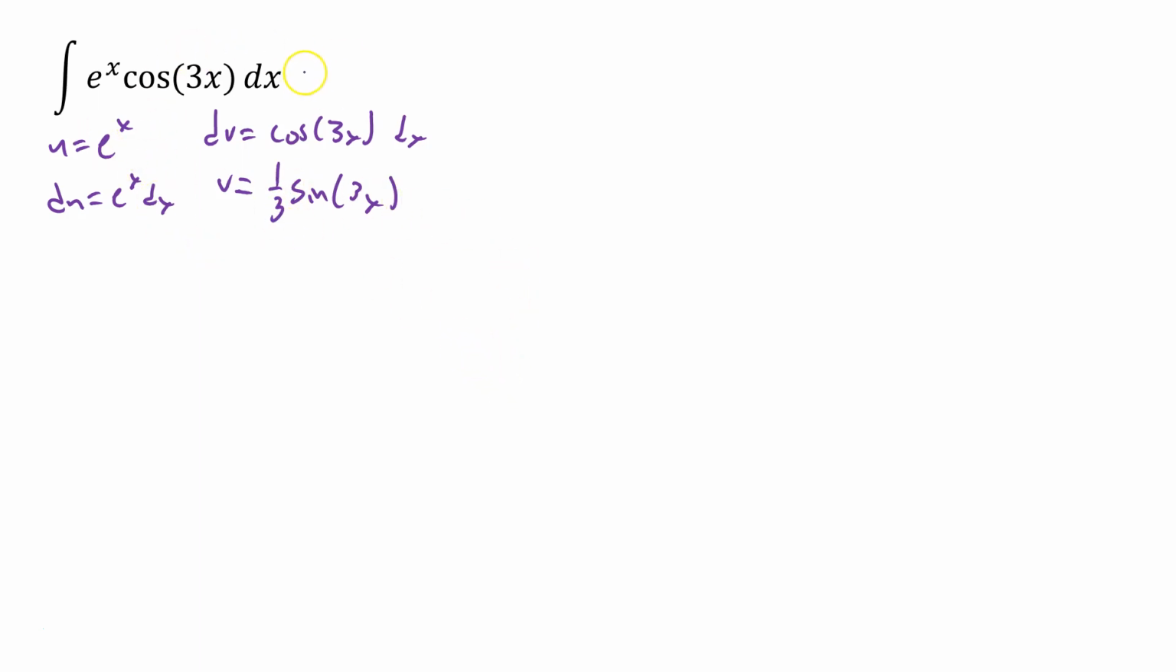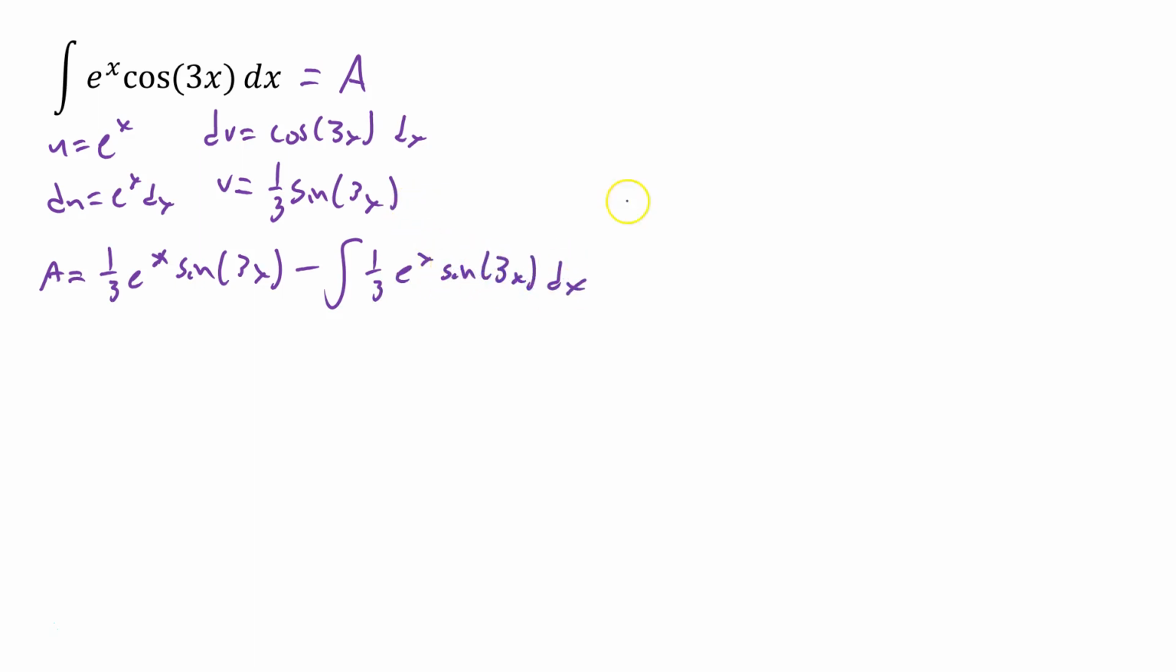So now we put it together. I'm going to call this a again. You can call it whatever letter you want, right? So a is equal to uv, so it's 1/3 e to the x sine 3x minus the integral of v du. That's 1/3 e to the x sine 3x dx. So we got our integral v du there. So now, let's see if we can pull out a 1/3 there. So a is 1/3 e to the x sine of 3x minus 1/3 integral e to the x sine of 3x dx.